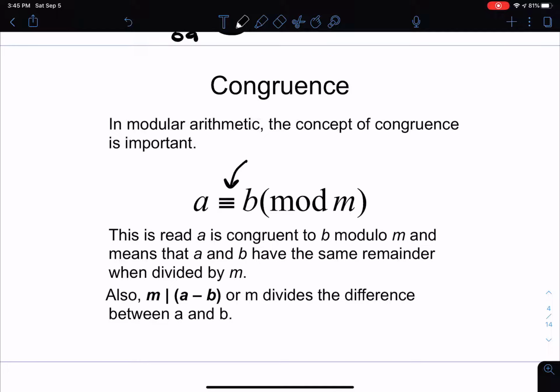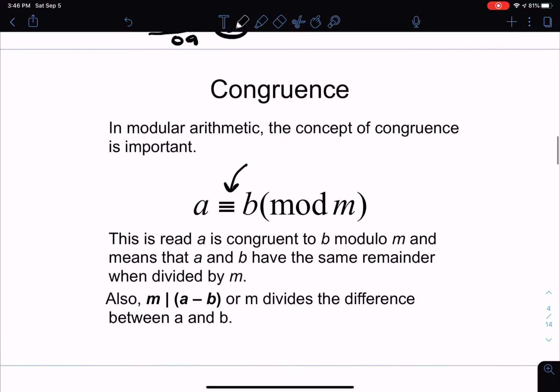And then some basics of division, like if you go way back to 3rd and 4th grade when you were first really learning about division: if A and B both have the same remainder when divided by M, that means that M will go evenly into their difference too. So we'll look at that as well in a few minutes.